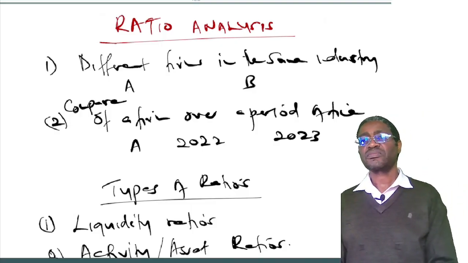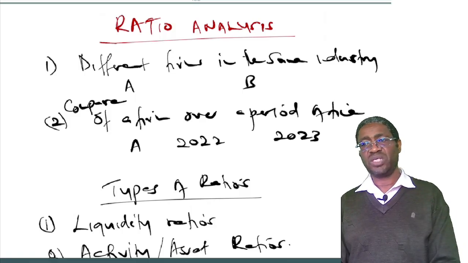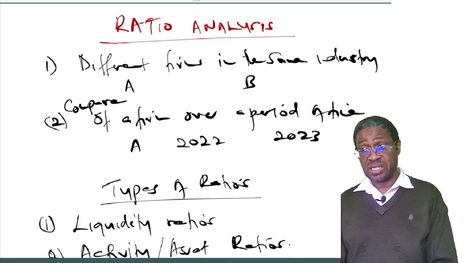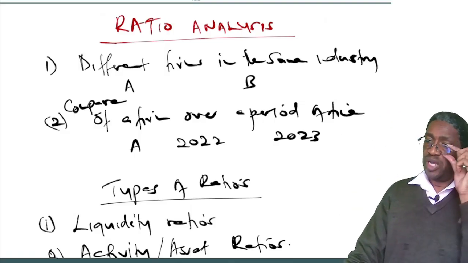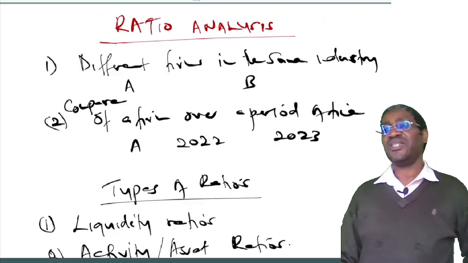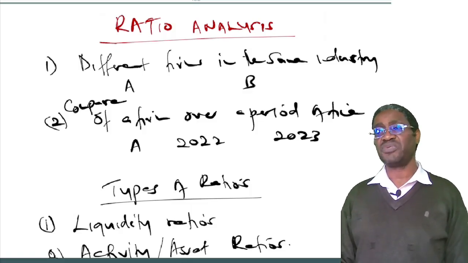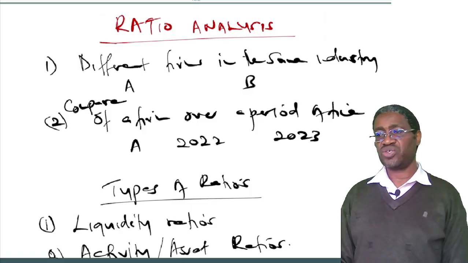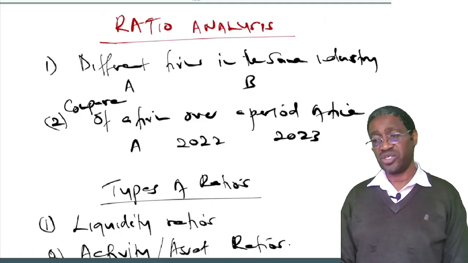Uses of ratios. Number one, to compare the performance of different firms in the same industry.